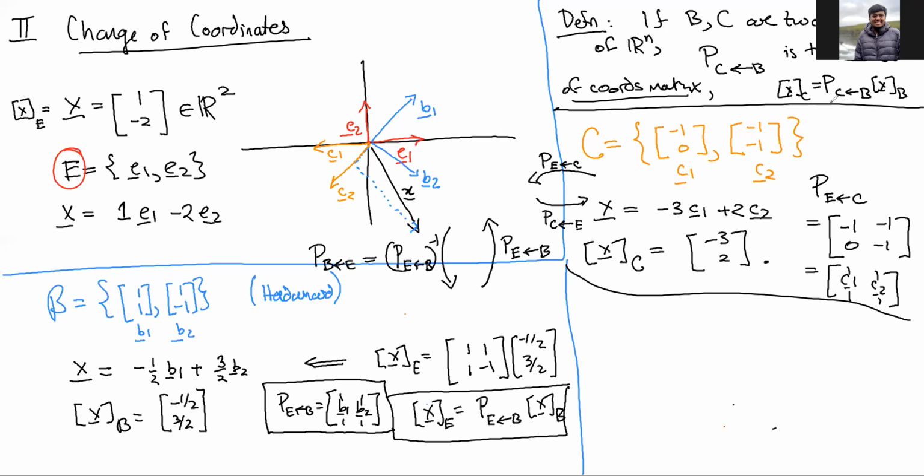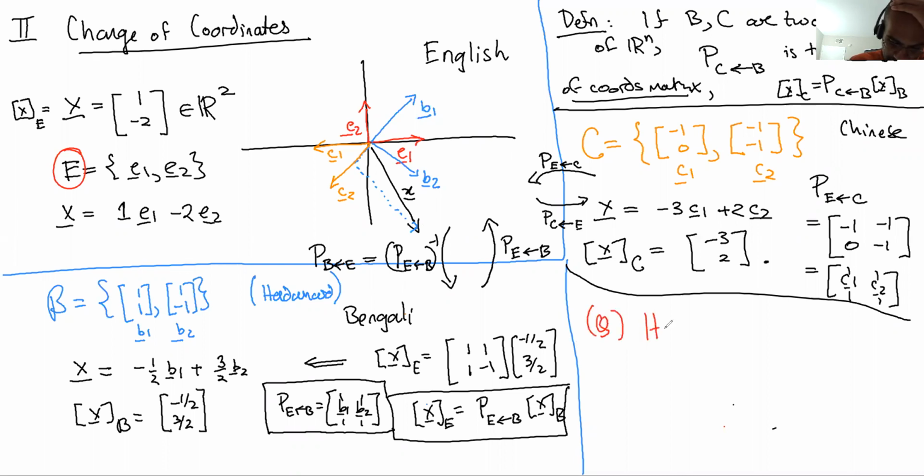Yeah, thanks. So now the question I want to ask is, let's think of these as languages. Sometimes this metaphor helps. Let's say the standard basis is English, the B basis is Bengali, and the C basis is Chinese. So these are just three different languages for describing the same vector. It's actually not a bad metaphor. I know how to translate from Bengali to English and vice versa. I know how to translate from Chinese to English and vice versa. How would I translate between Bengali and Chinese?